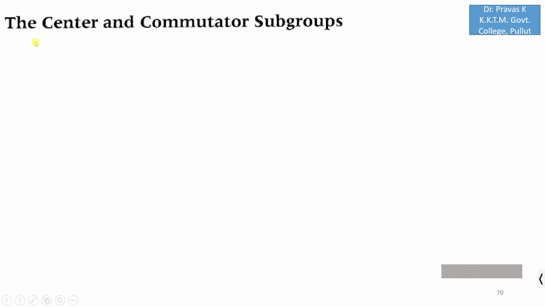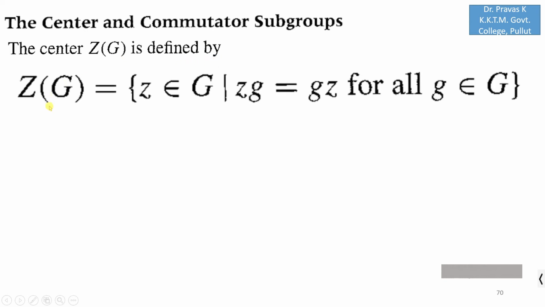Now we finally arrive at two types of normal subgroups of a group G, that is, the center and commutator subgroups. The center of a group, Z of G, is defined as the set of all z in G which commute with all other elements in G.